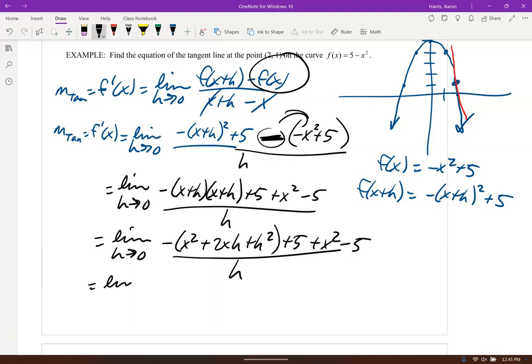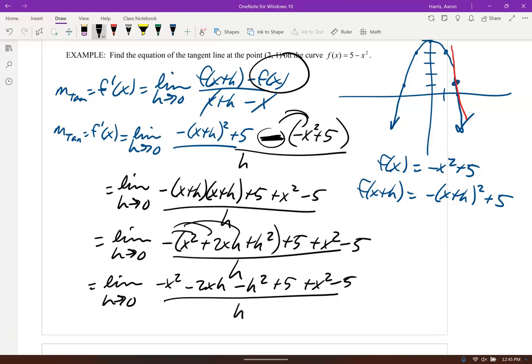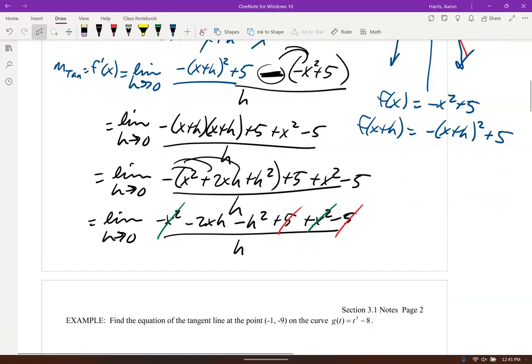Now I'm going to distribute the negative through. So I have negative x squared minus 2xh minus h squared plus 5 plus x squared minus 5, all over h. Notice my 5's are gone. Notice my x squareds are gone. And I'm left with the limit as h goes to 0 of negative 2xh minus h squared, all over h.